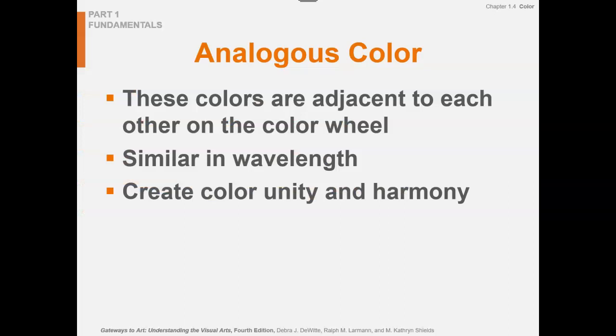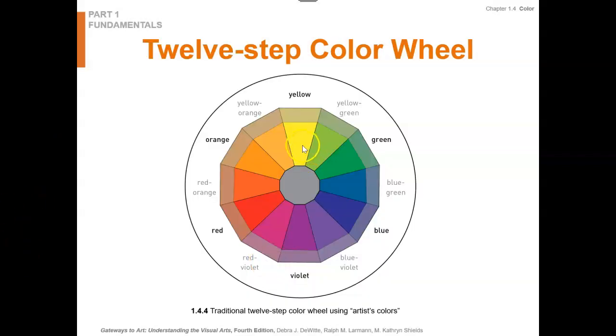With analogous colors, these are adjacent to each other on the color wheel. If you use colors that are in a similar wavelength, then you're going to create this kind of harmony. They really unify each other. So if you're doing the same wavelength, these are next to each other. This would be an analogous color, like yellows and greens, greens and blues. If they're next to each other, they're considered analogous colors.